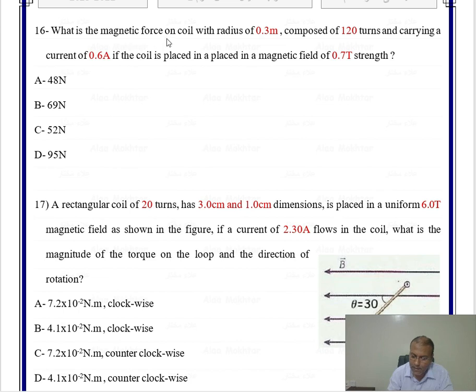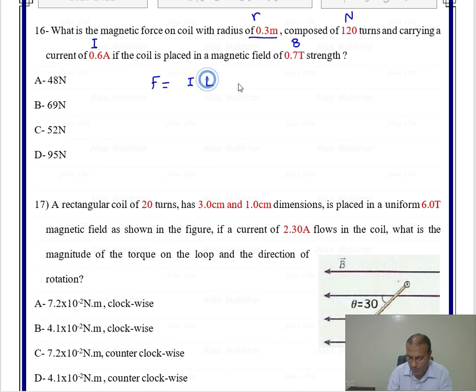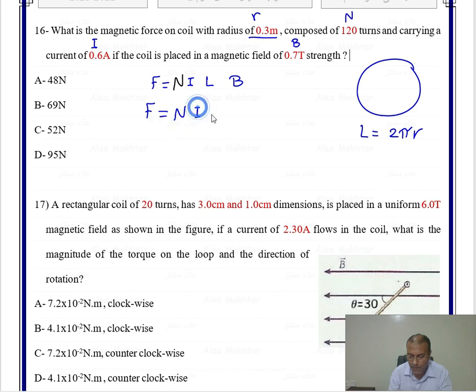What is the magnetic force on a coil with radius R, composed of 120 turns, and carrying a current I, if the coil is placed in a magnetic field of strength B? F equals I L B. If we have a circular path like this, L equals the circumference, 2πR. With the number of turns, we add N to the equation, so F equals N times I times 2πR, substituting L with the circumference, times B.